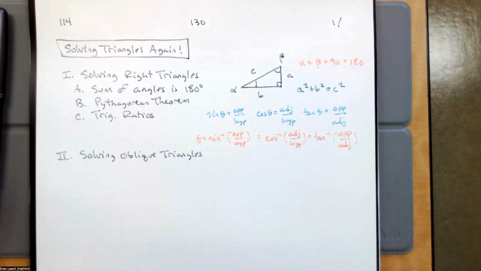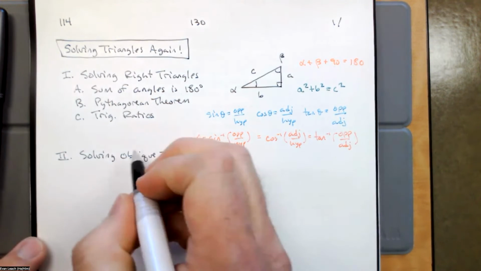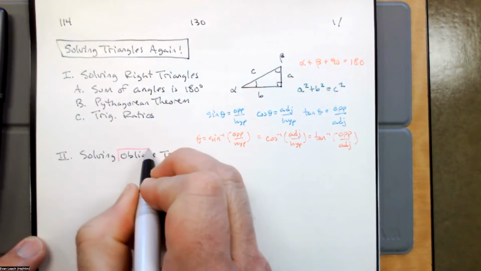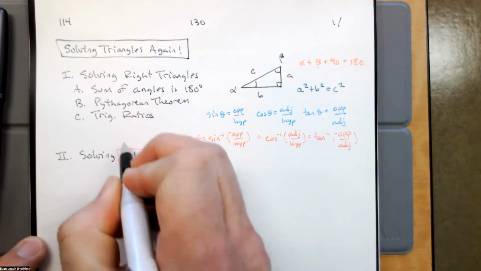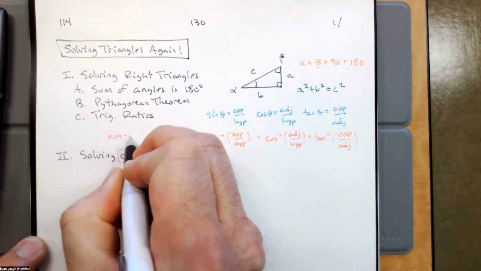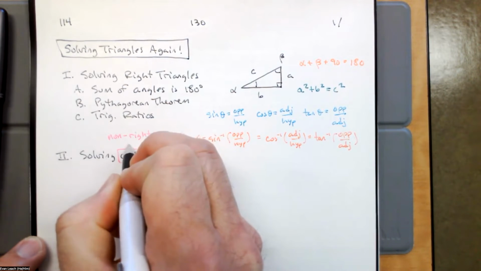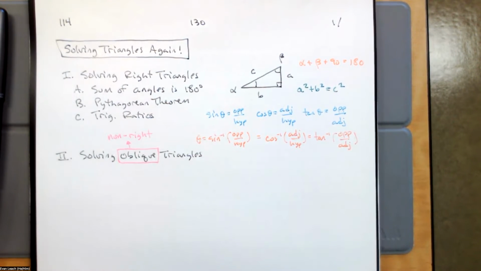This is one of our important things that we do in trigonometry. Get some information, triangulate, figure out the rest of it. Oblique just means non-right triangles. So oblique triangles means that we're not given a right angle.